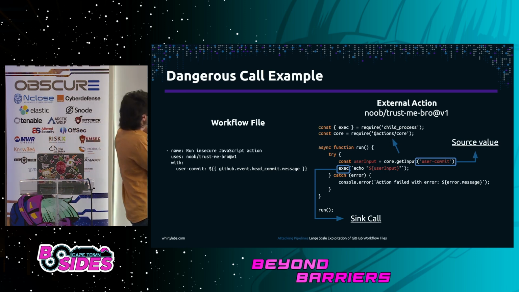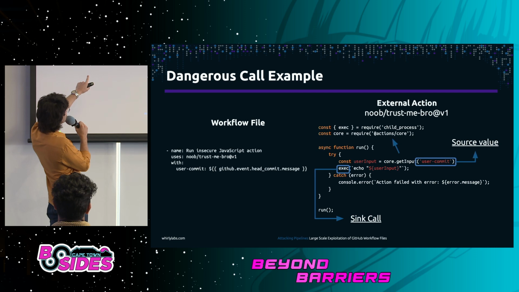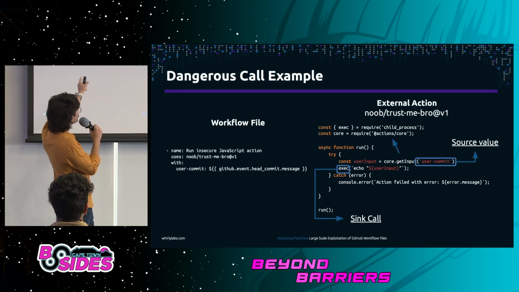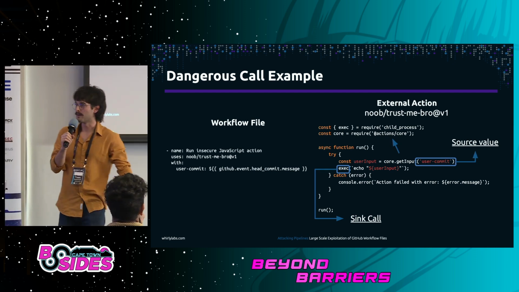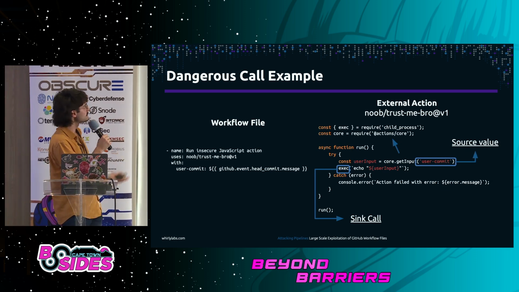So here's an example revisited. You can see the require at the top is assigned to core, which is calling getInput, and the source value is user commit, and it defines some value that goes into exec. And as we can see over here, the user commit takes the interpolated attacker-controlled data, so they could define JavaScript to then execute, which isn't immediately obvious unless you've actually audited the action.